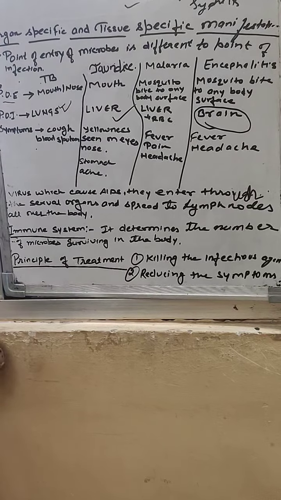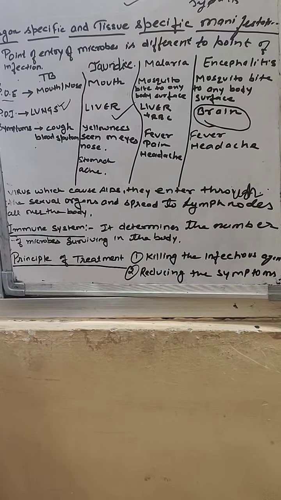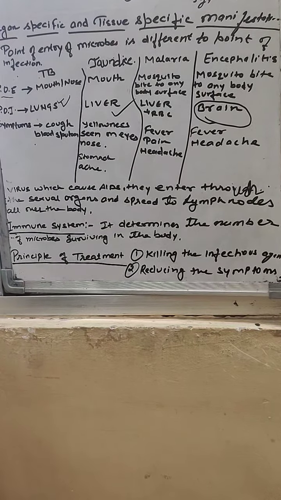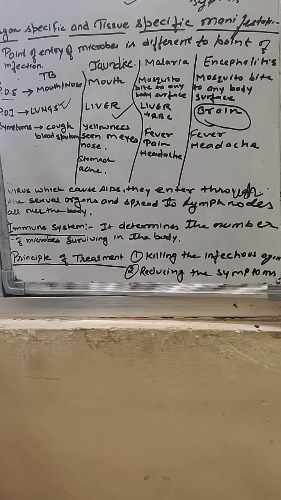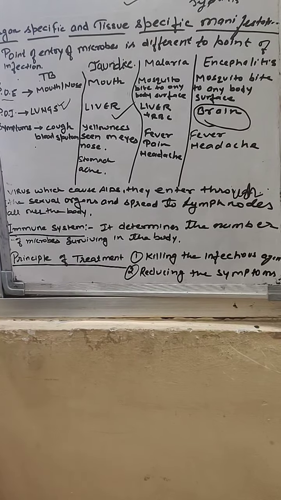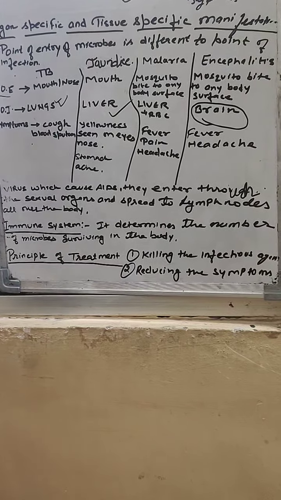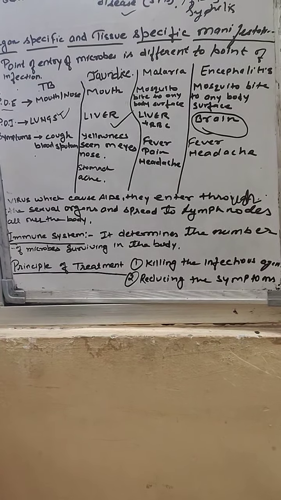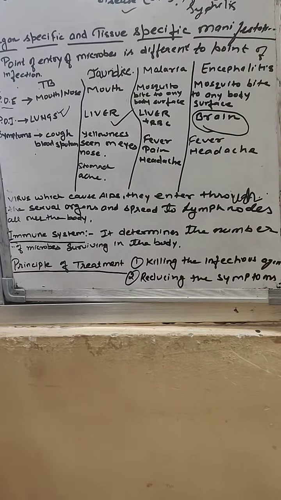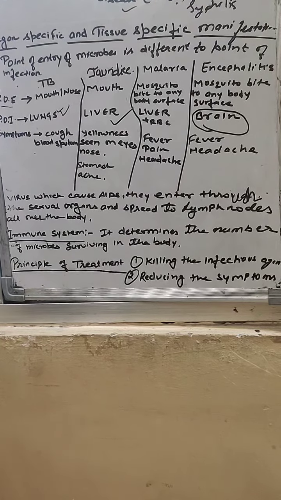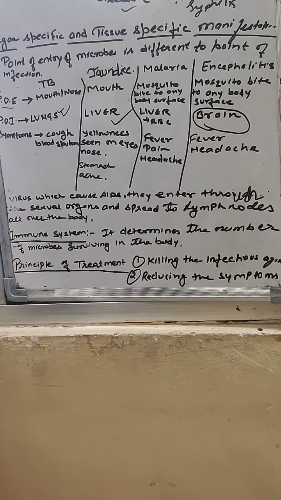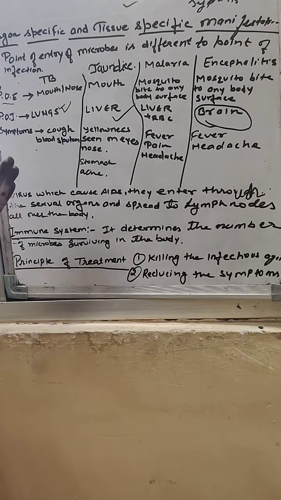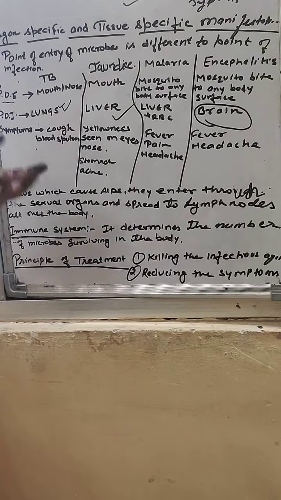Understood? Now the immune system also determines the microbes surviving in our body. If a small amount of microbes is surviving in our body, then the symptoms are unaffected or mild. But if a large number of microbes is surviving in our body, then our body will show life threatening symptoms. So it depends upon the number of microbes, and also upon our immune system. If our immune system is strong, then it can kill the microbes before they enter our body. Okay, so this is all about the immune system.